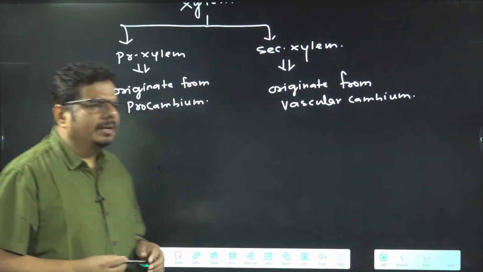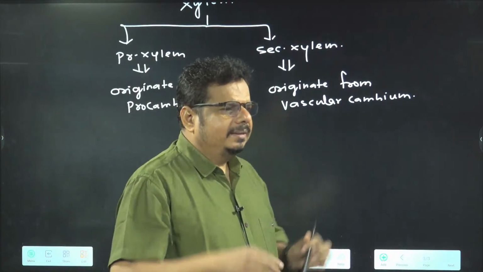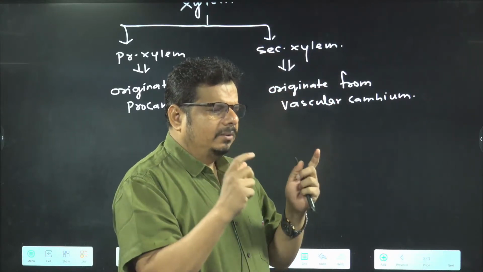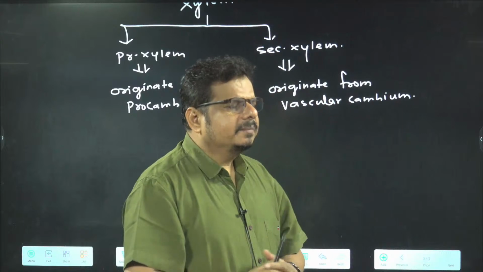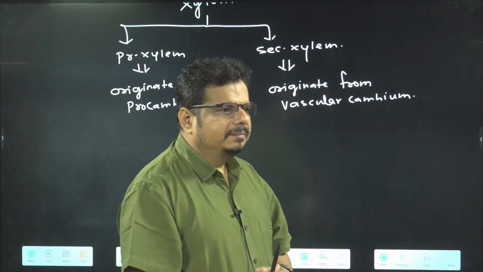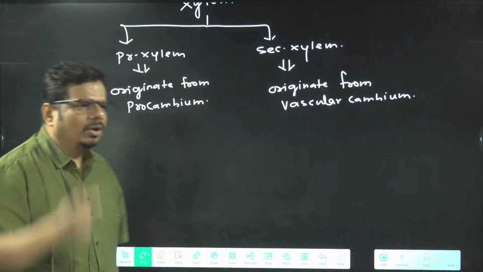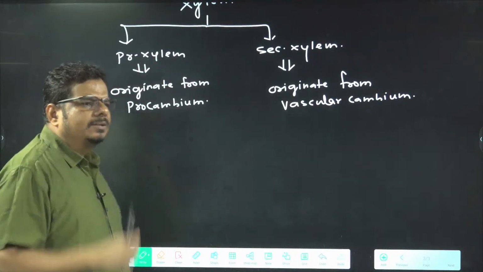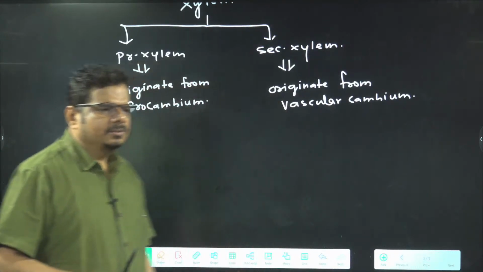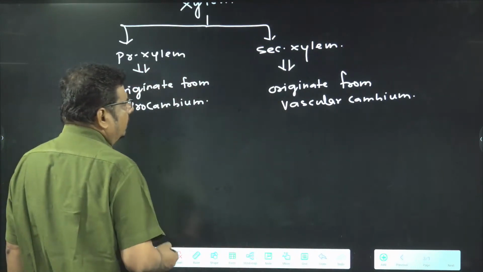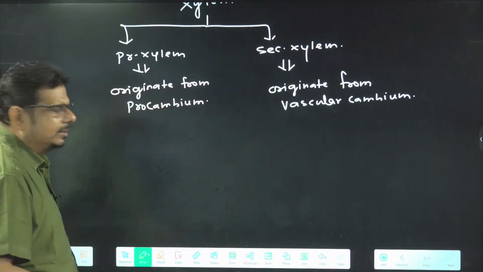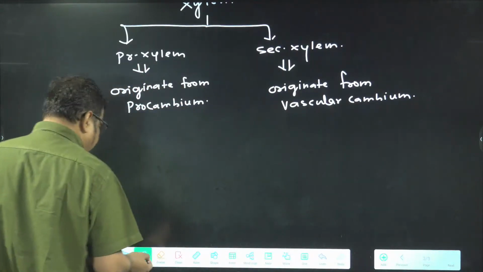Are you able to recall? I told you about procambium already when I was teaching apical meristem theory. I told you three layers are there: protoderm, ground meristem, procambium. I hope you are able to connect and recall. So procambium gives rise to which one? Vascular tissue. And primary xylem is a vascular tissue. Is it clear? We will deal with vascular cambium in detail during secondary growth. So just have a look at the primary xylem.